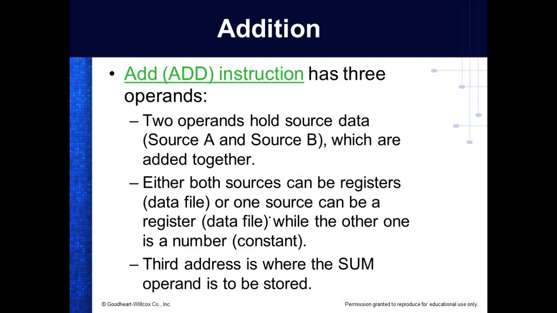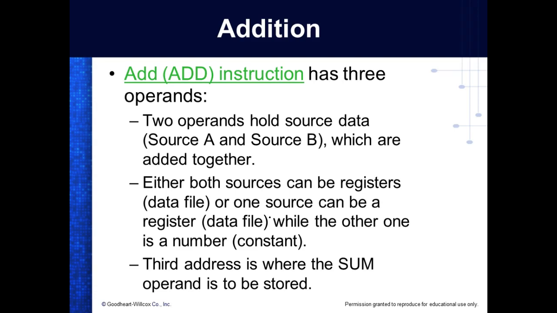Operands. So this is the add instruction. Two operands hold what we call source A and source B, which are added together. Either both sources can be registers, or one can be a register and the other can be a constant. You cannot use two constants, because it would be silly to use an add instruction to add 5 plus 3 when I could just use the number 8. So we're not going to use an add instruction to add constants. One of them could be a constant, but the other one has got to be a variable. Y'all understand that?